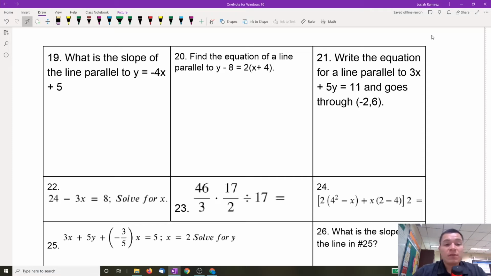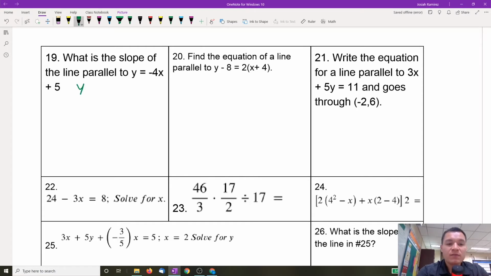We're going to start off with number 19, which says, what is the slope of the line parallel to y equals negative 4x plus 5? They gave you the equation in slope-intercept form, and in slope-intercept form, the slope is just whatever number is multiplying x. In this case, we have negative 4 multiplying x, so m is equal to negative 4. There's our answer.